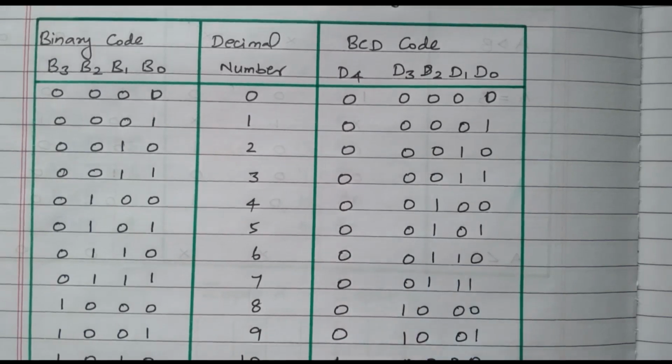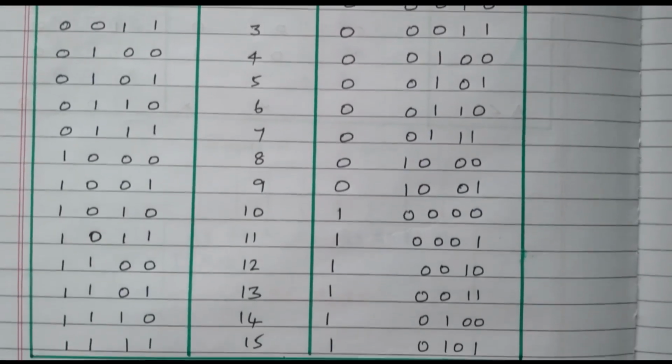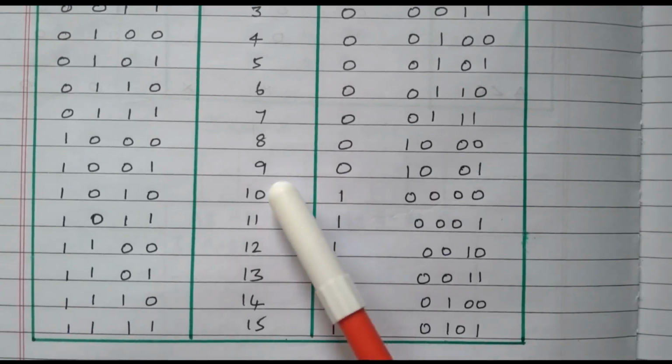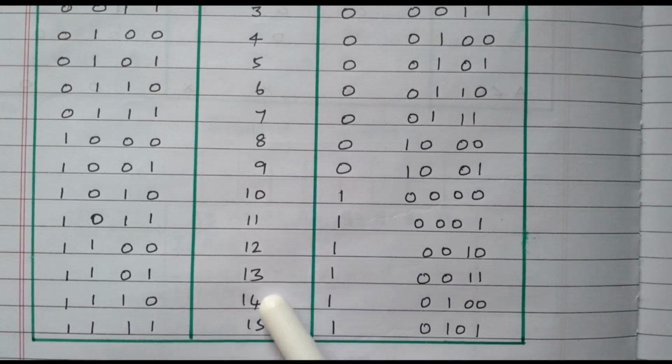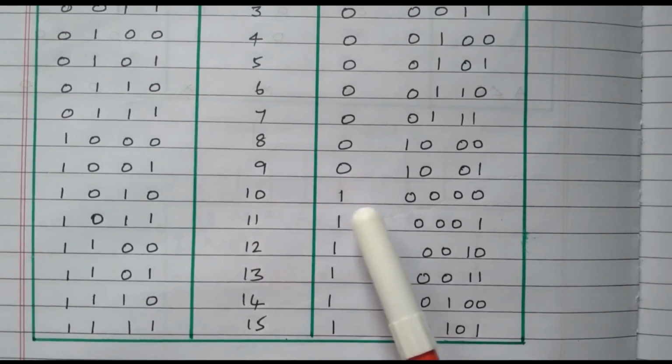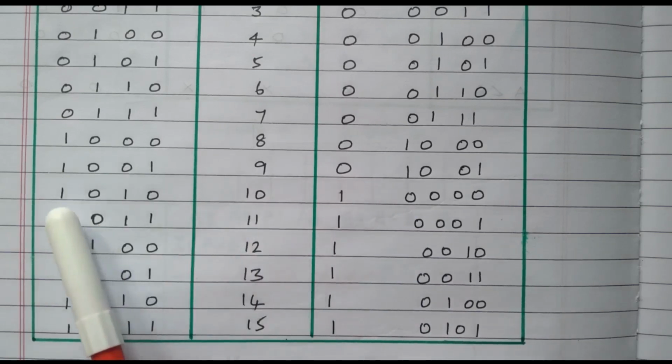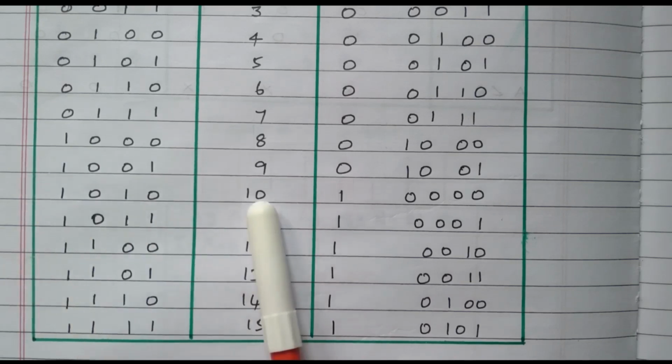But from 10 onwards we have 2 digits available. See this: 10, 11, 12, 13, 14 and 15. For these we have 2 digits available, so D4 is represented by 1, right? So the 10 is given as 1 0 1 0, that is 8 4 2 1. 8 and 2 are 1, so 8 plus 2 is 10.